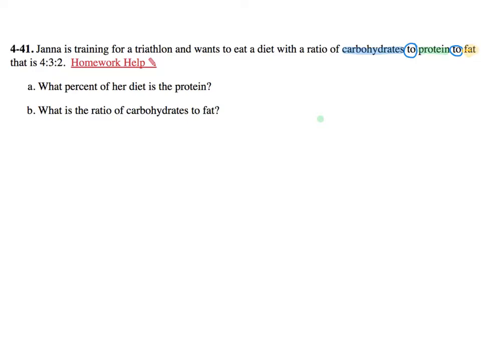They gave us the numbers, so let's color code them as well. The first was carbohydrates, so the 4 belongs to the carbohydrates. The second one was the protein, so the 3 is the number for the protein, and lastly the fat is the last number, which is 2. So we're being asked to find percent. What percent of her diet is the protein?